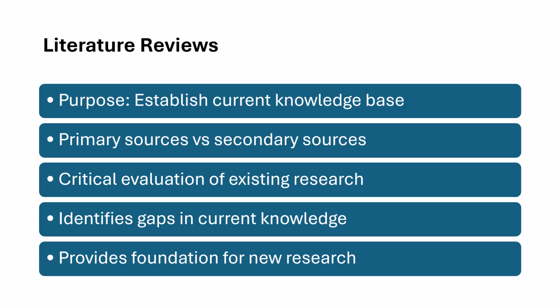Literature reviews establish what's already known about your topic. You'll need to distinguish between primary sources, original research, and secondary sources, summaries of research. A good review critically evaluates existing research, not just summarizes it. It identifies gaps in current knowledge and provides the foundation for new research. You may see questions about the purpose and components of a proper literature review, so understand what makes one effective.